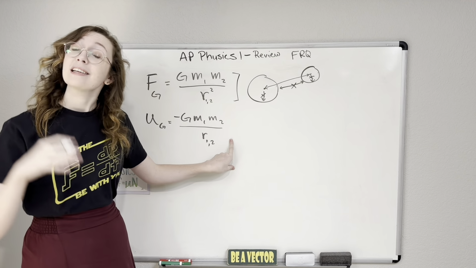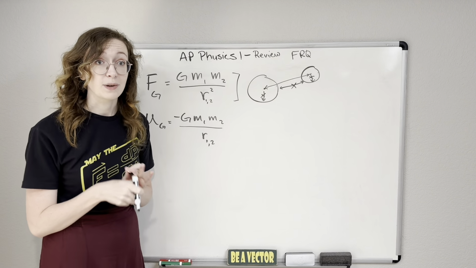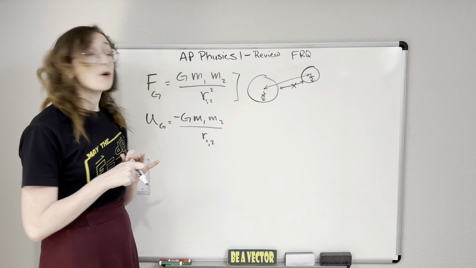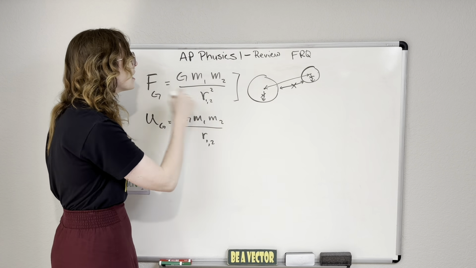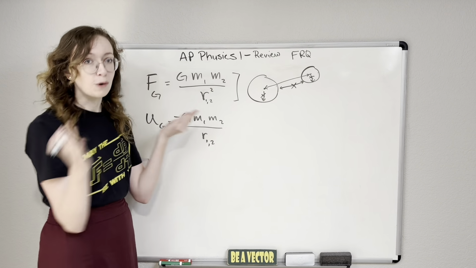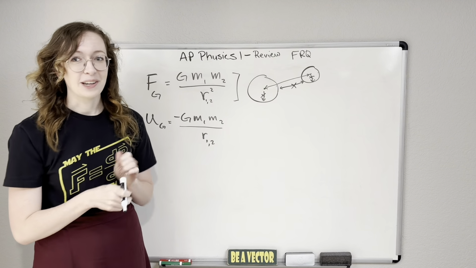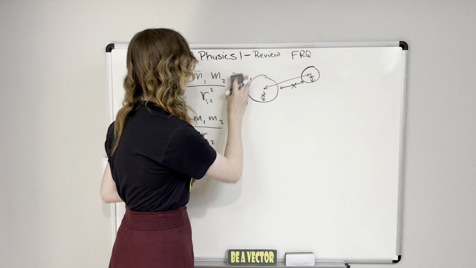A fun little review for you guys, if you want something extra beyond what we're doing in these videos, might be to go get a piece of paper, look up the units for the gravitational constant, and figure out what the units of this overall equation are. Spoiler alert, for force, they're newtons, for potential energy, they're joules. All right, but those are our equations about gravity.